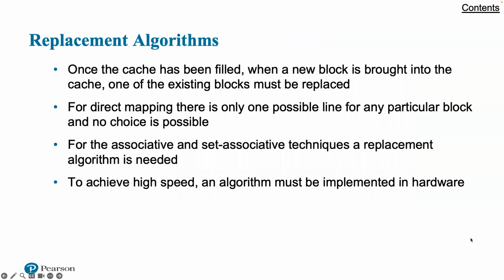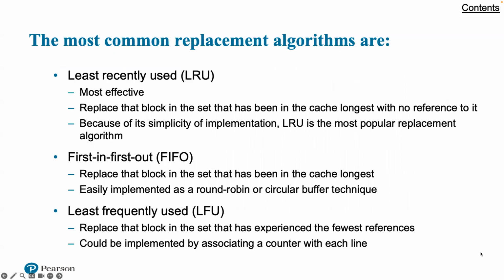Well, what about replacement algorithms? Once the cache has been filled, when a new block is brought into the cache, one of the existing blocks must be replaced. For direct mapping, there is only one possible line for a particular block and no choice is possible. For the associative and set associative techniques, a replacement algorithm is needed. To achieve high speed, such an algorithm must be implemented in hardware. So those are some considerations.